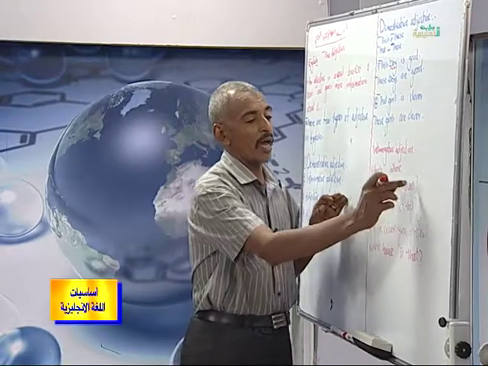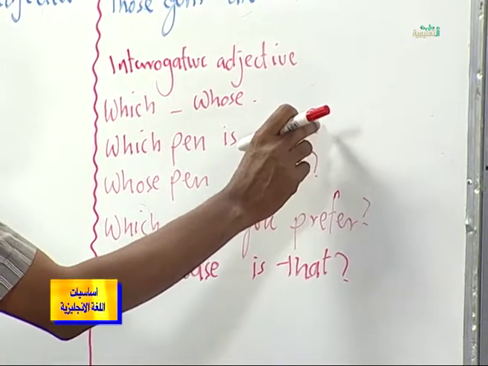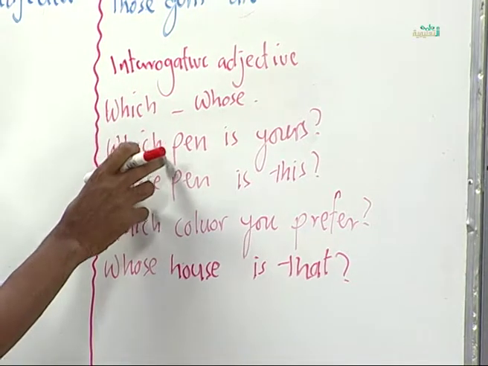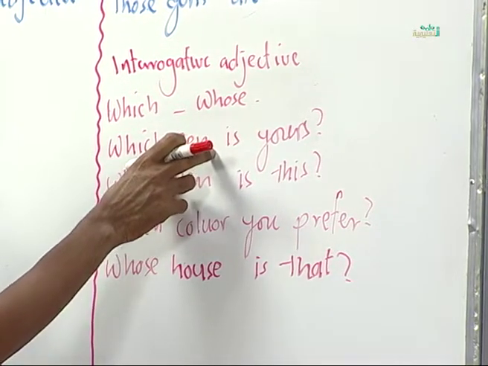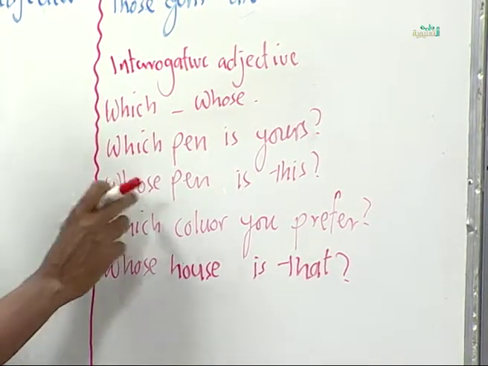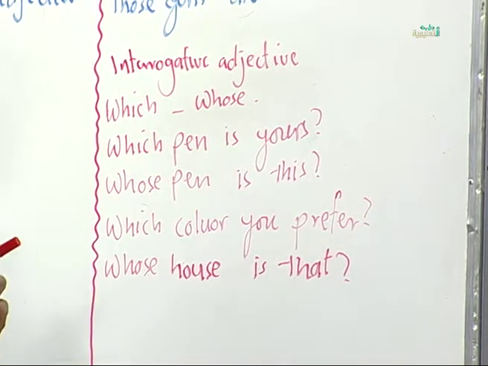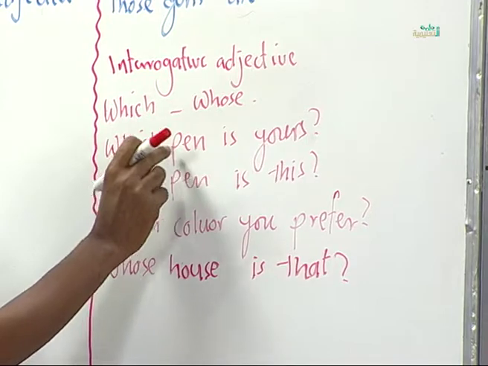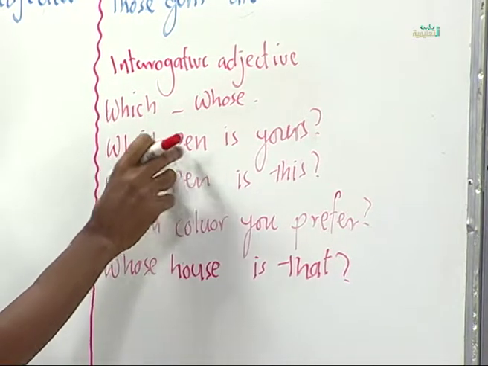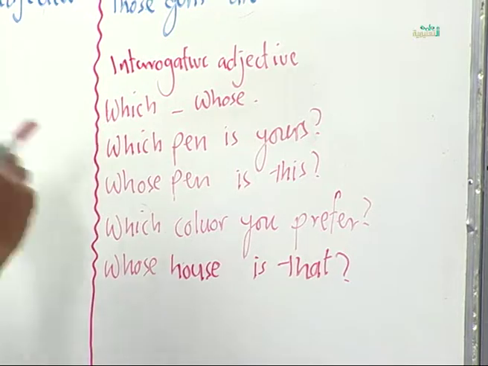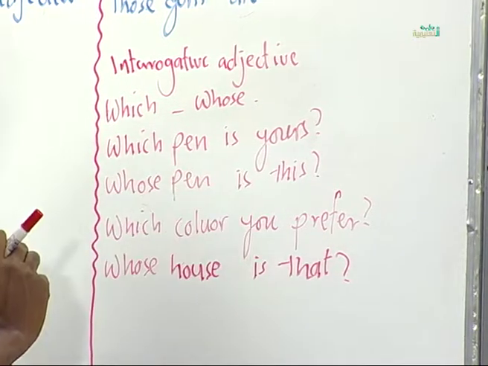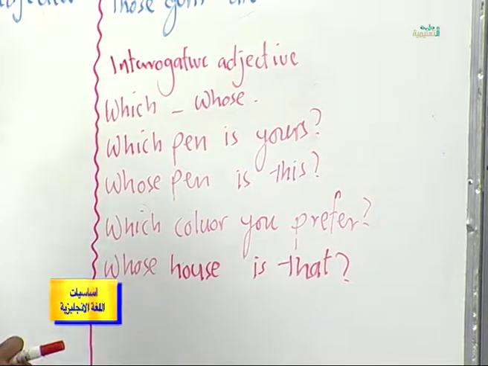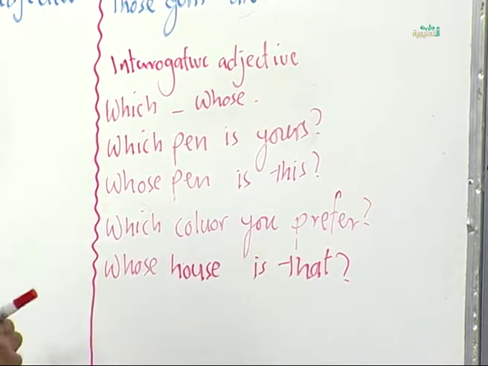As you see, we have a question mark at the end of the sentence. Why? Because this adjective has to be used for questioning, to ask. Whose pen is this? As you see, the adjective is going to follow the noun which we are going to ask about. Whose pen is this? Which color do you prefer? For example, whose house is that?